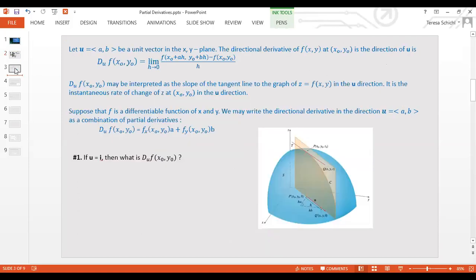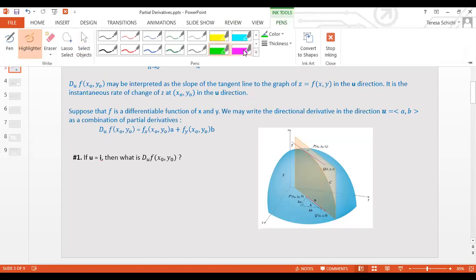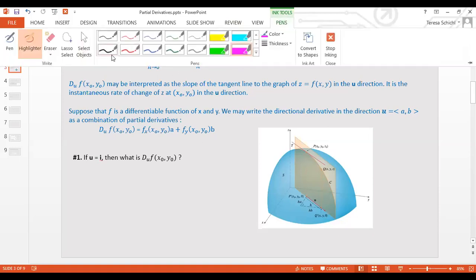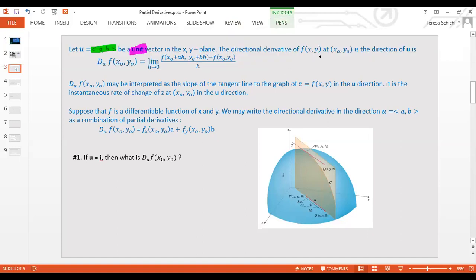Okay, so now if you take a look here, this is how we defined it, right? We said let u equal to a, b be a vector. This is very important: u has to be a unit vector in the xy plane here. And then the directional derivative D_u is defined as f of x0 plus ah, y0 plus bh.